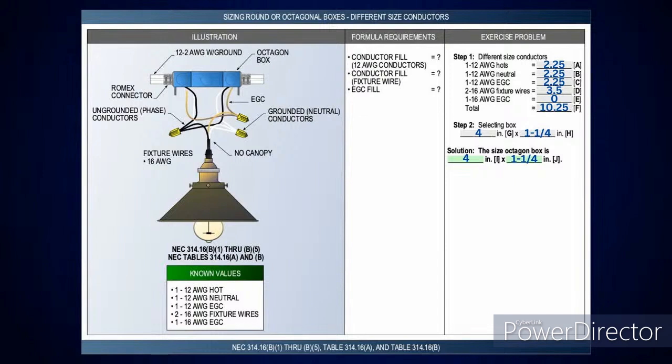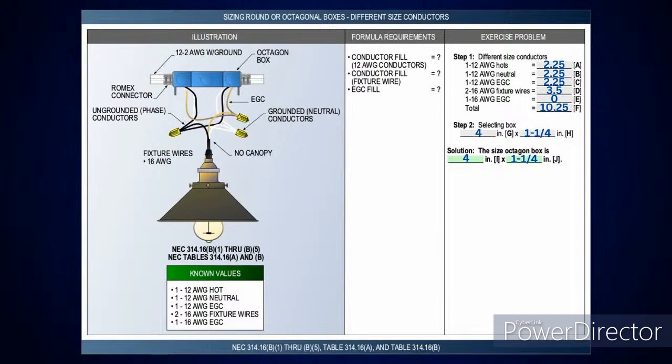For the method of counting our conductors, since they're different sizes within the same box, I need to look at table 314.16(B). That's where I get my cubic inch rating for each of those conductors. For number 12, it's 2.25. So you've got one number 12 ungrounded phase conductor, one number 12 grounded neutral conductor, and one number 12 equipment grounding conductor: 2.25, 2.25, and 2.25, A, B, and C.